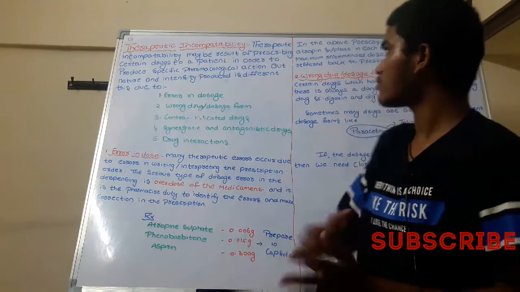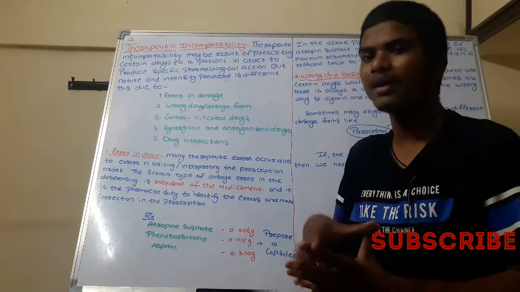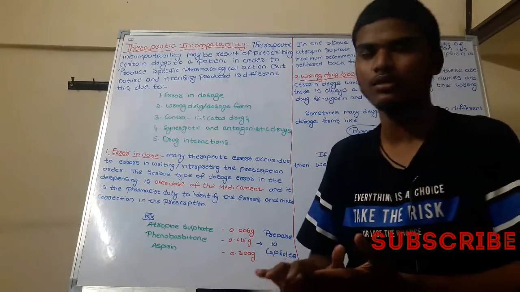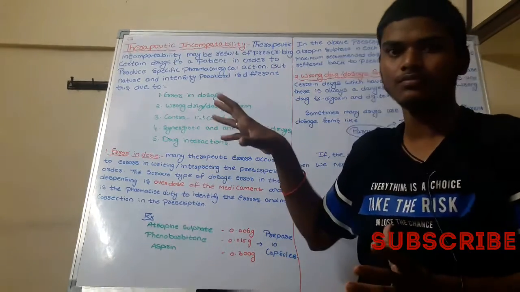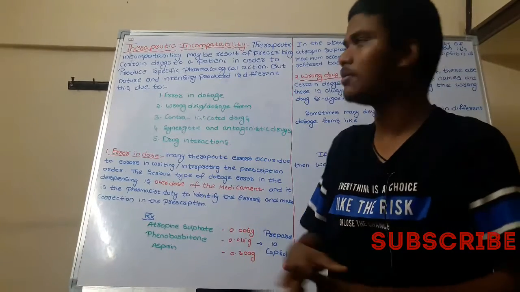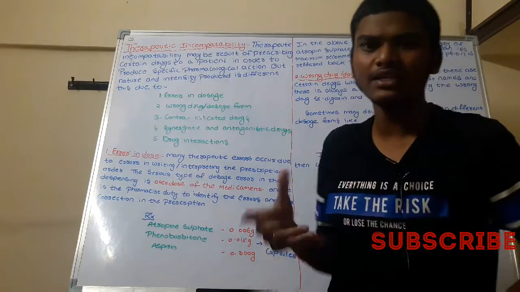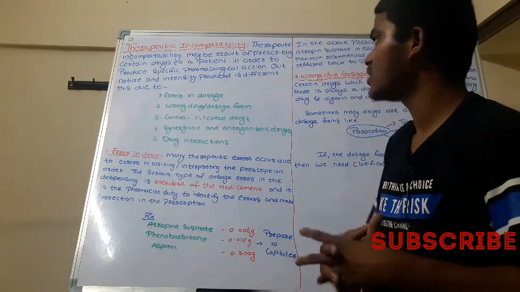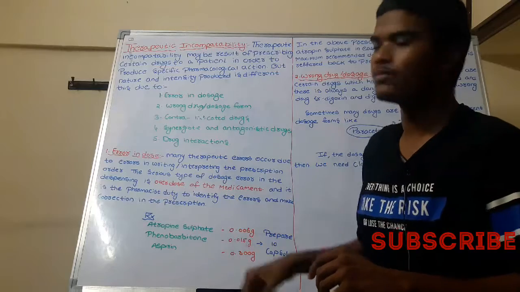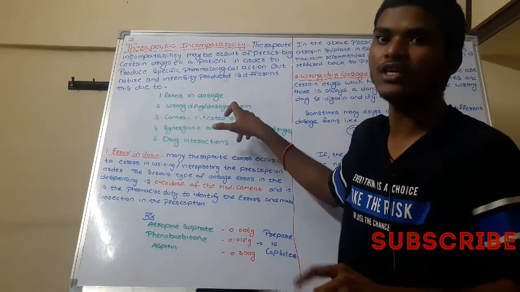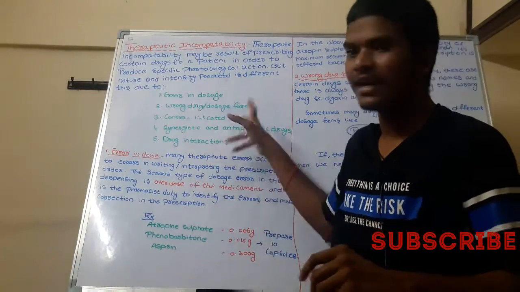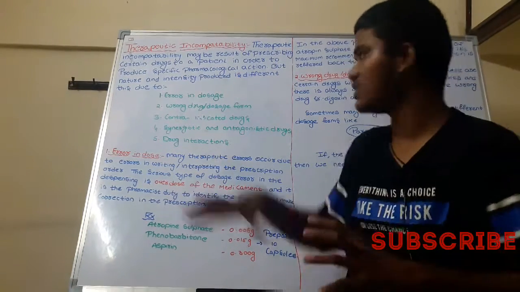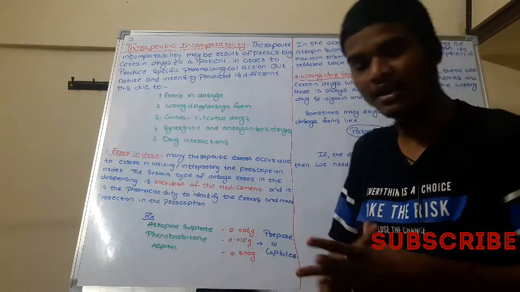Here we can see that therapeutic incompatibility is caused due to the prescribing of certain drugs which produce a pharmacological action, but the nature and intensity of the produced action is different from the expected pharmacological action. This is due to error in dose, wrong dosage form or wrong drug, contraindicated drugs, synergism and antagonism of drugs, and drug interactions. These are some of the causes for therapeutic incompatibility.